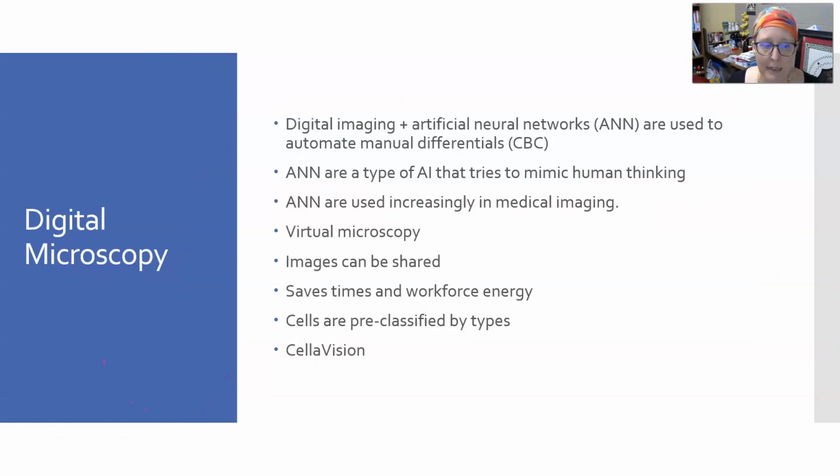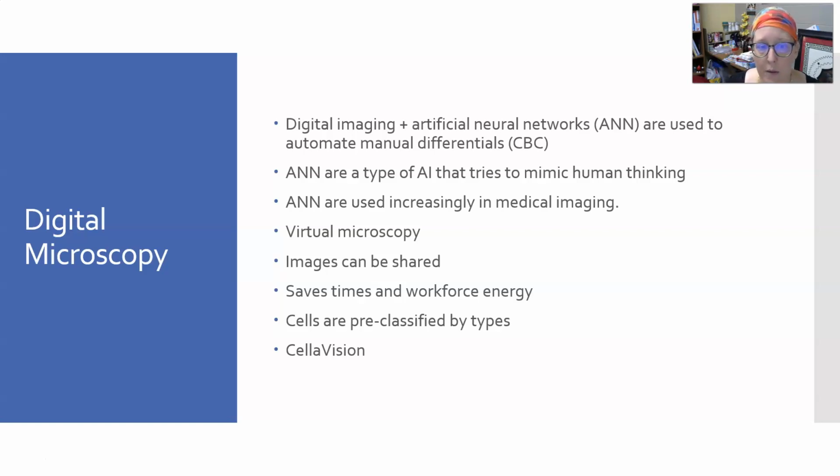And then lastly, a little note on digital microscopy. More and more you're seeing the combining of digital imaging plus artificial neural networks. Those are used, for example, to automate the manual differential when we're doing cell counts. In a differential, you differentiate between the different types of cells, but it goes beyond what a cell counter does.